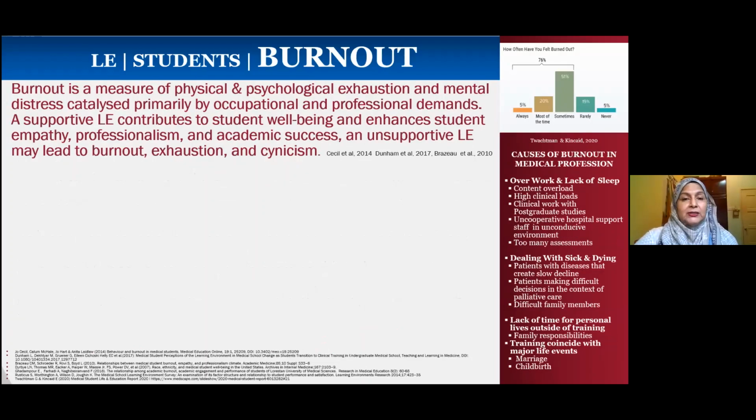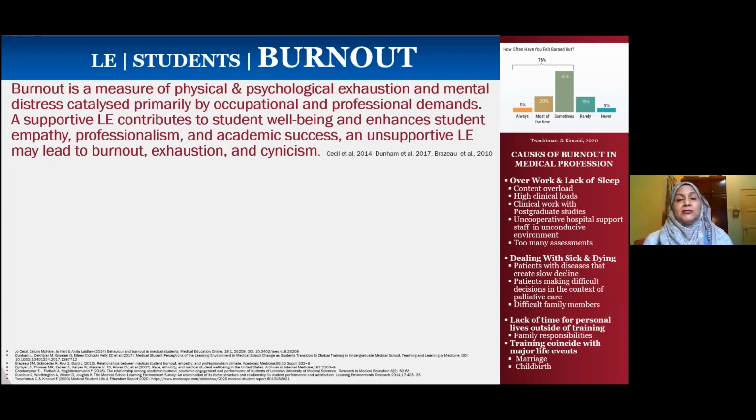For remedial action. The burnout in the students. What is burnout? It is the measure of the physical and psychological exhaustion and mental distress, which is catalyzed primarily by the occupational and the professional demands. There's too much learning, the content is too much, there are too many examinations, and all those things give burnout to the students. A supportive learning environment contributes to student well-being and enhances students' empathy, professionalism, and academic success.